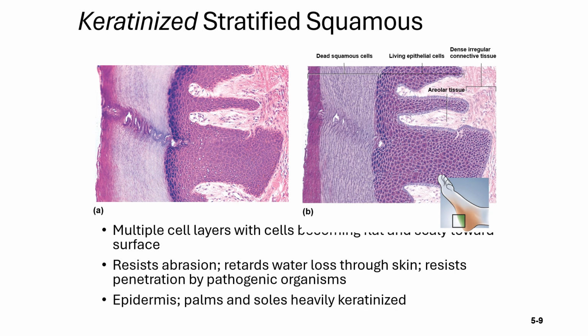So the keratinized stratified squamous epithelium is seen in areas of heavy stress. For example, the palms and the soles of the foot. These are the areas where there is heavy stress and they are heavily keratinized. There are multiple layers of cells which become flat and scaly as they move towards the surface. The surface layer is composed of dead, compressed cells.